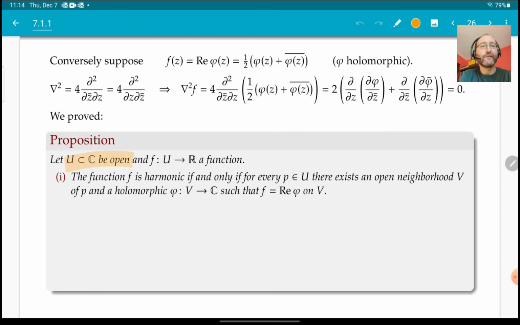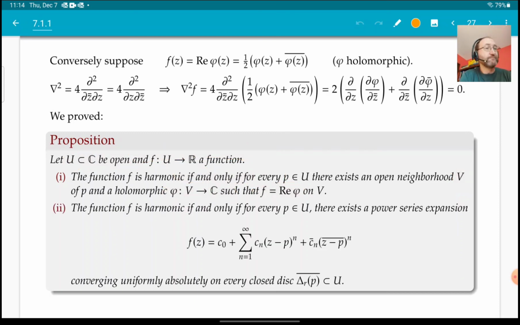All right, so let's summarize this in a proposition. Suppose that we have an open U and a function f. The function f is harmonic, meaning it's C2 and satisfies the Laplace equation, if and only if for every p there is a neighborhood and a holomorphic function phi in the neighborhood such that f is the real part of phi. And this is an if and only if, right? That's what we proved, basically.